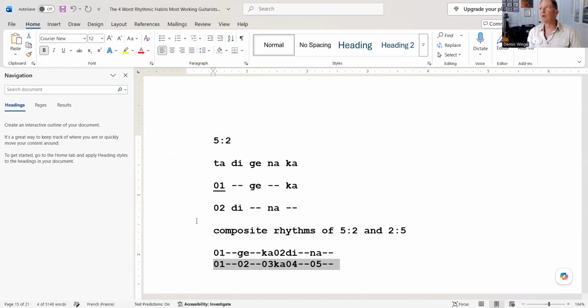So if you can tap your foot on the 1 and the ka, like you can't see my foot. My foot's going 1, 2, 3, 4, 5, 1, 2, 3, 4, 5, and that's what you use to feel the 5 against 2. So let's do that again, 1, 2, 3, 4, 5, 1, 2, 3, 4, 5. And if you practiced it and sped it up, it might sound something like this.